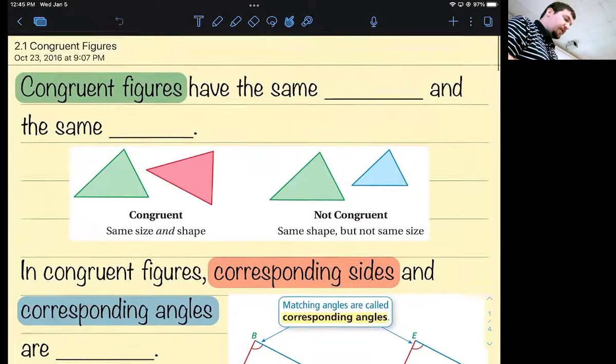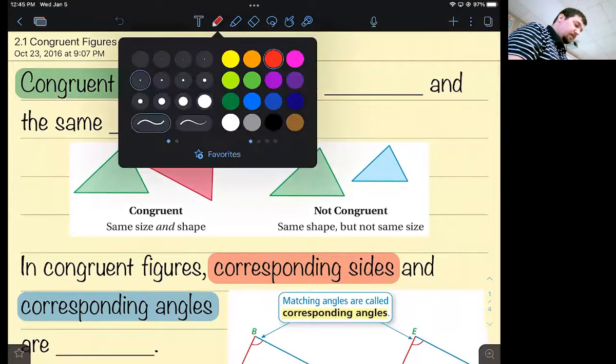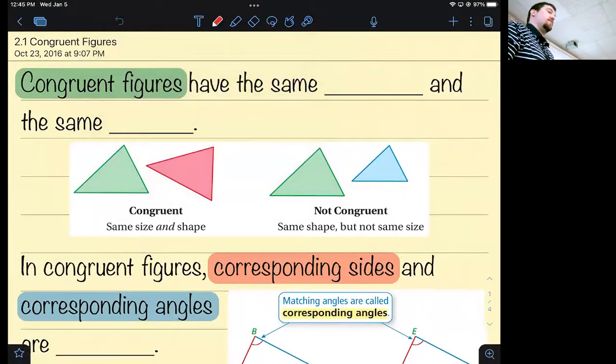All right, we're starting section 2.1, titled Congruent Figures. So this chapter 2 that we're in is all about geometric transformations, or how you change a shape that's already plotted on the coordinate plane. There are different ways we can do that, but the first thing we're going to talk about is what does it mean for two figures to be congruent?